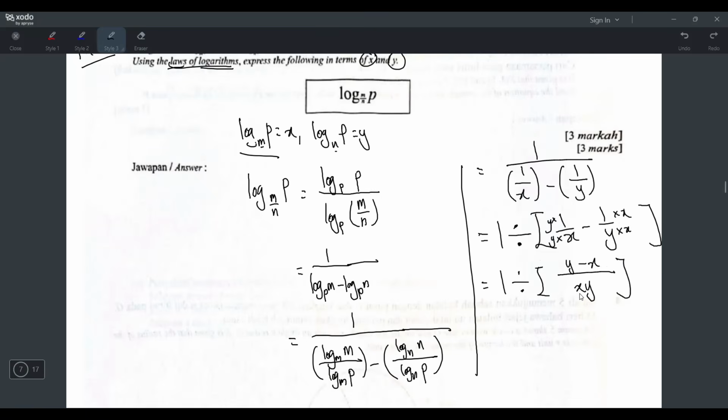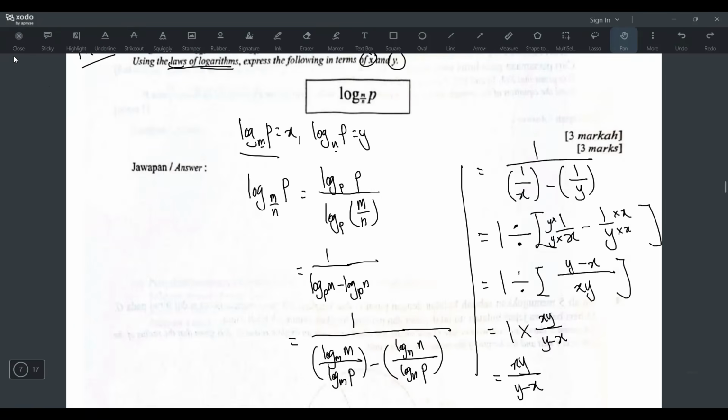Right? Okay, now that this is already a single fraction, now we can look at the 1 divide here. So 1 divide y minus x over xy, it means 1 times xy over y minus x. So this divide actually you can change to times, but you have to flip this thing upside down. So it becomes 1 times xy, which is just xy, and then over y minus x. So the answer is this, xy over y minus x. Okay, that's all. Done.